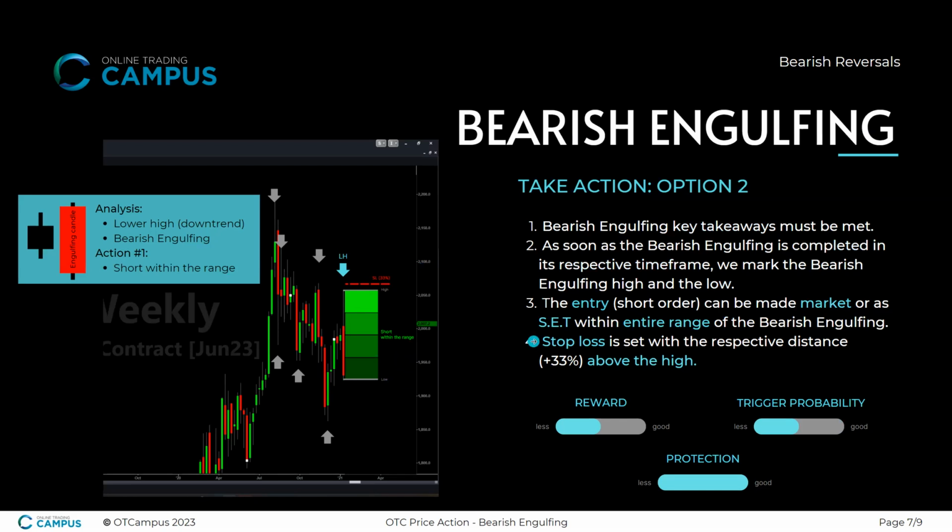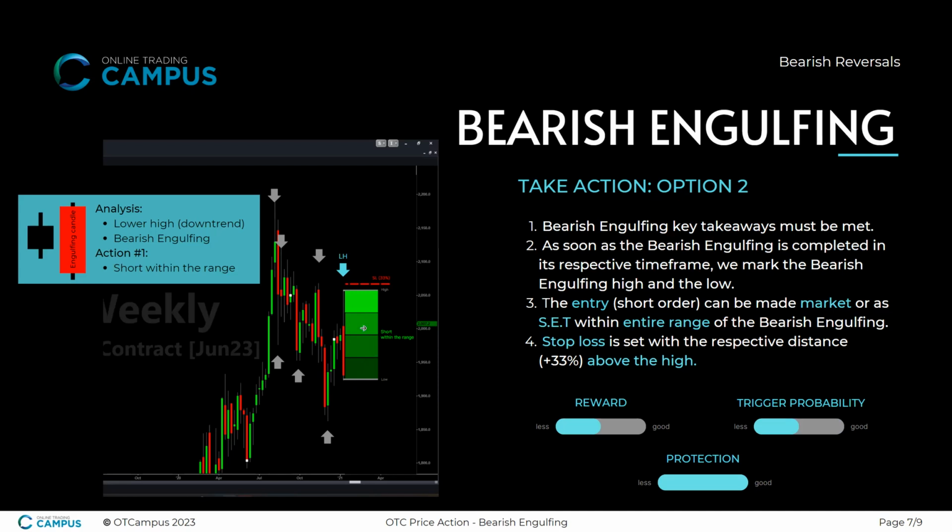Number three, the entry. The short order can be made market or as a set within the entire range of the bearish engulfing. That means we will short here, here, here, or here. That depends on you, right? You can say, I expect or I will wait for a retracement. We move a little bit higher and it will sell here. That is up to you.